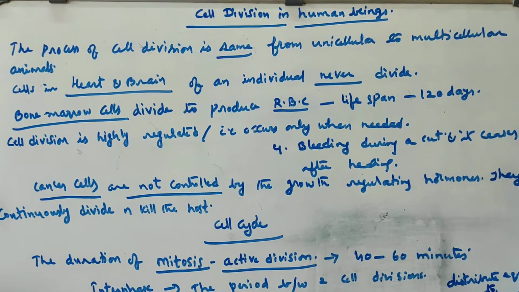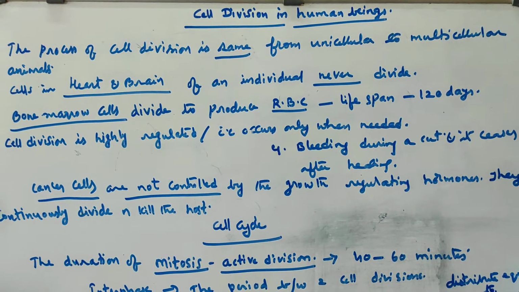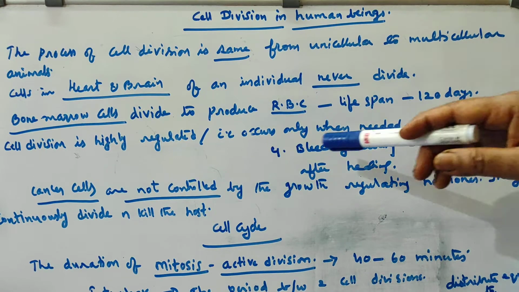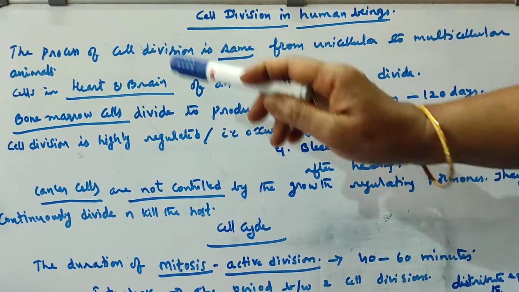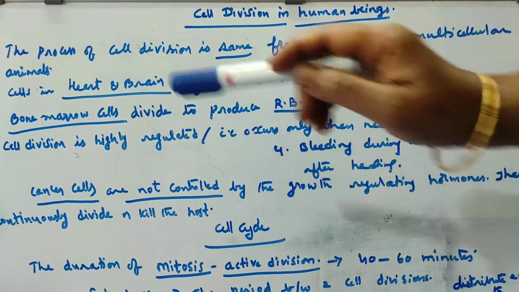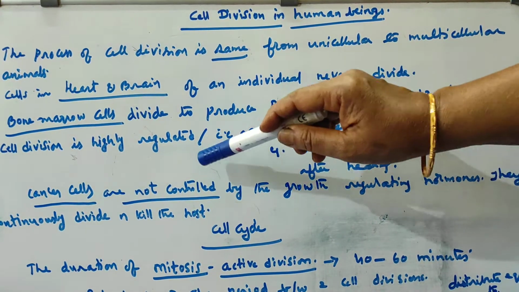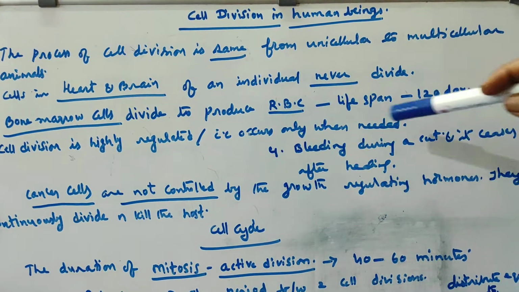So continuously, irregularly they develop and they disturb the host's other cells, and automatically that leads to death of the individual. That's why the growth of the cell should be regulated, and that is done in the case of body cells. That occurs only when needed. So regulation is nothing but whenever the need is there, then it regulates.